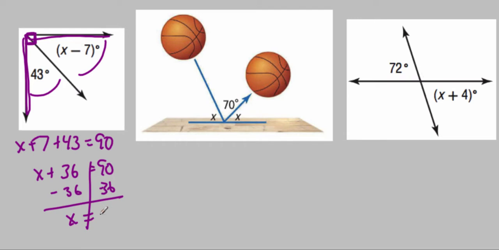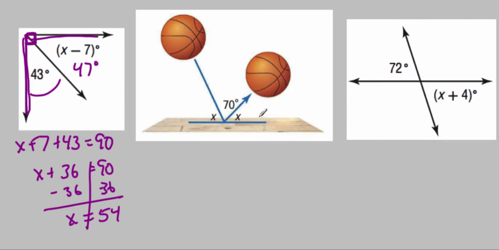X is equal to 54. So I go back up to the original problem. If x is equal to 54, I want x minus 7. 54 minus 7 is 47 degrees, which makes sense. 43 plus 47 gives me 90 because they're complementary.